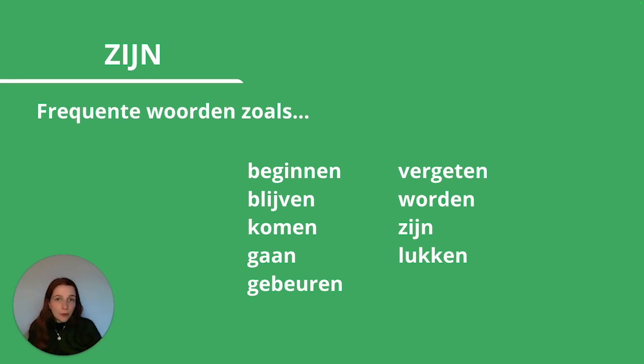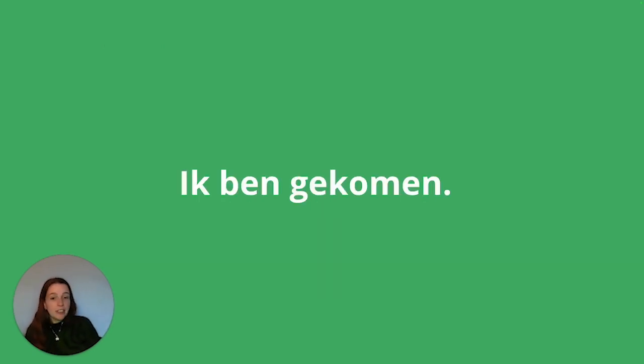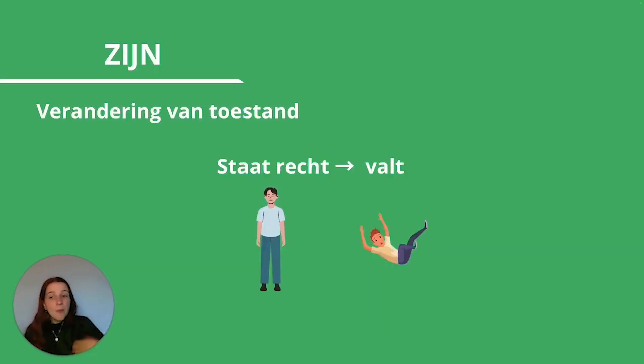So when do we use zijn? There are a couple of verbs with which we always use zijn. These are some of those verbs, such as beginnen, blijven, komen, gaan, gebeuren, vergeten, worden, zijn, and lukken. So as you can see, with a couple of words, we always use zijn. For example, ik ben gekomen.